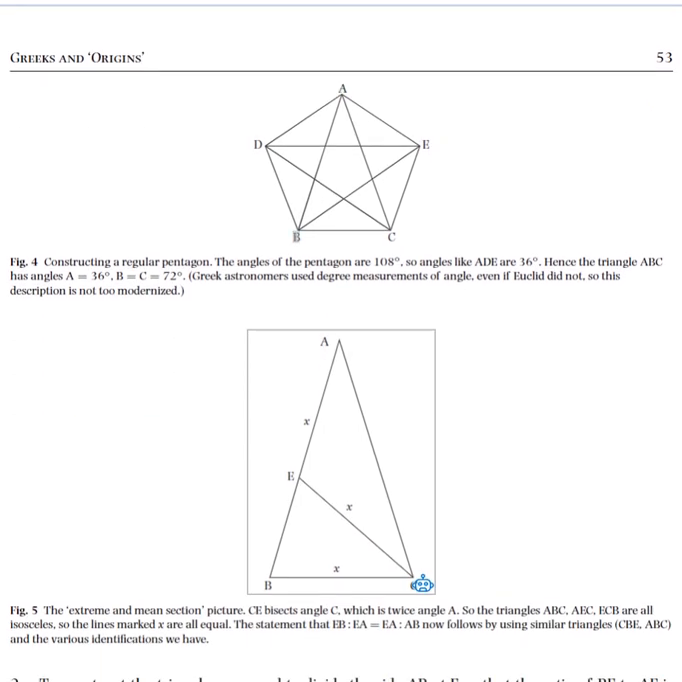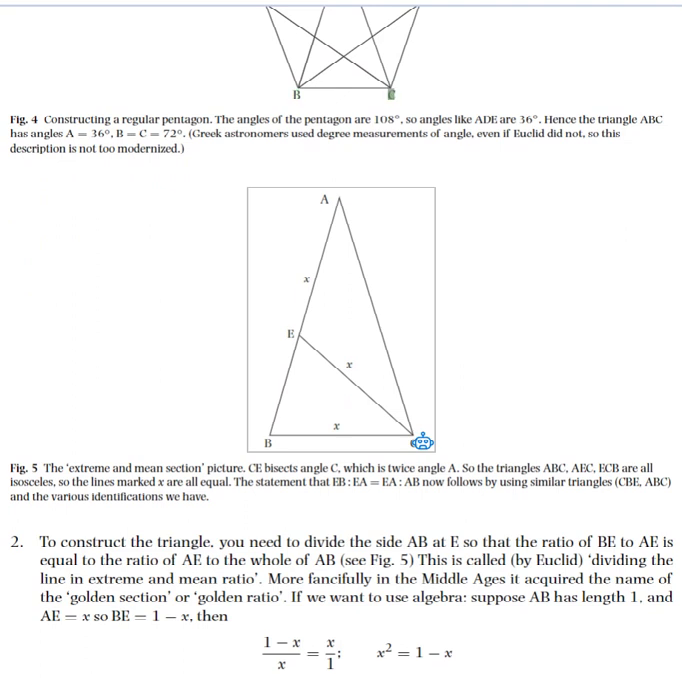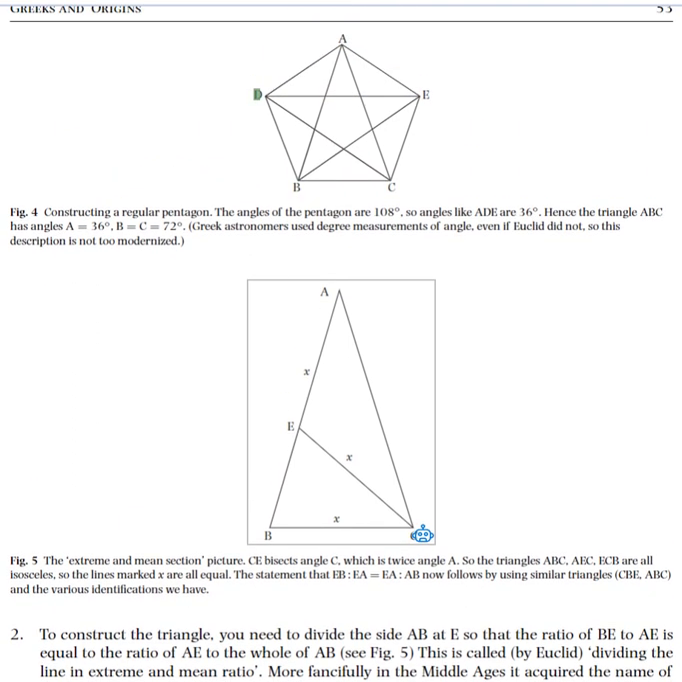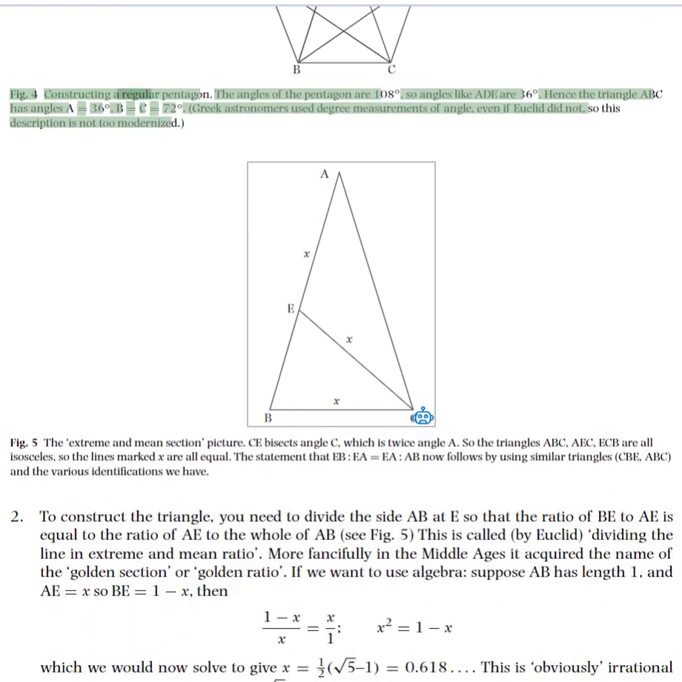A, B, C, D, E. Figure 4, constructing a regular pentagon. The angles of the pentagon are 108, so angles like ADE are 36. Hence the triangle ABC has angles A equals 36, B equals C equals 72.